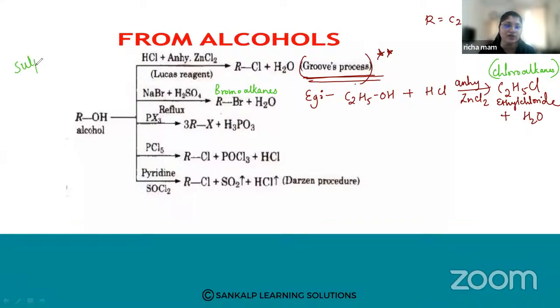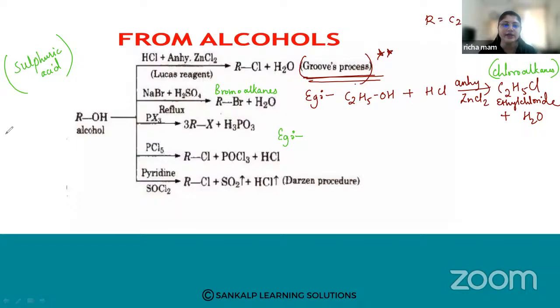What is H2SO4? Sulfuric acid. So this is also a halogen acid. So we are going to obtain bromoalkanes and water. I'll give you an example.